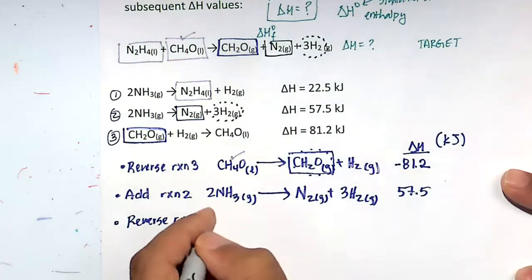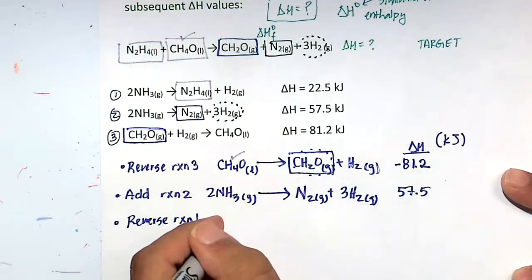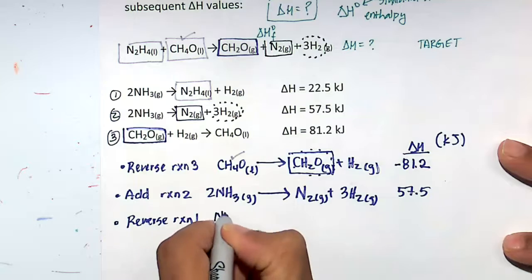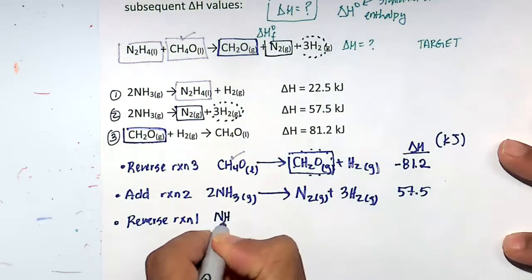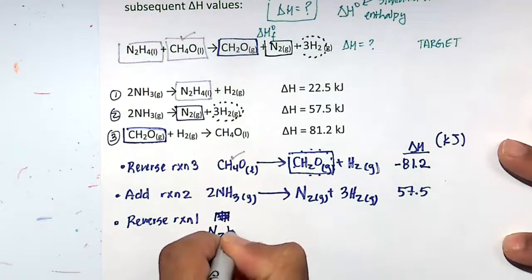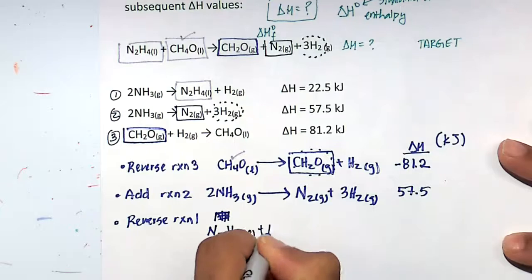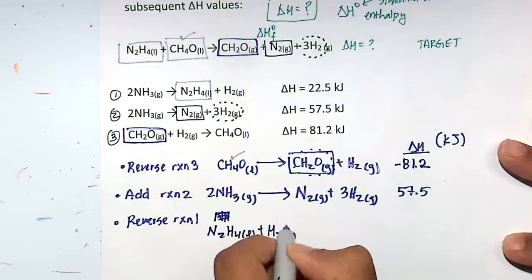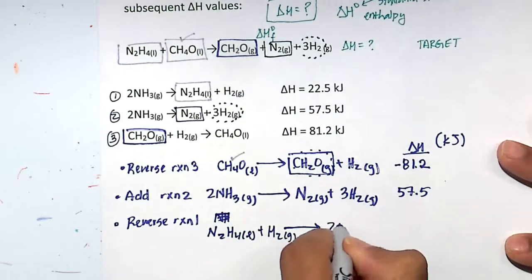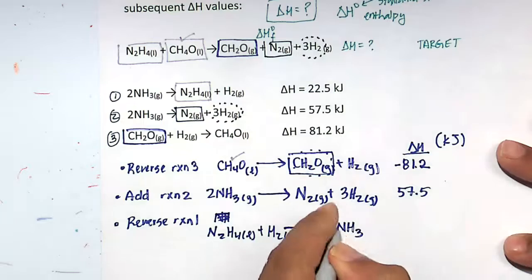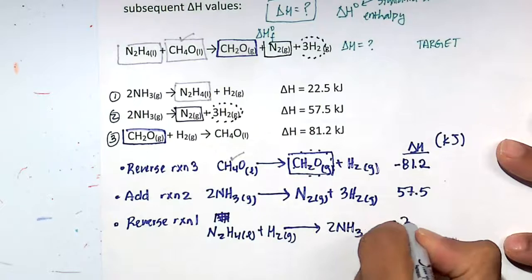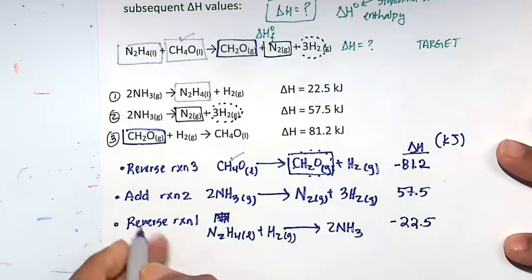So what becomes products now becomes reactants, and what becomes reactants now becomes products. Flipping that, I'm getting N2H4 liquid plus H2 gas goes to 2NH3. Flipping that, I flip the sign, so now it's no longer 22.5, but minus 22.5 kilojoules.